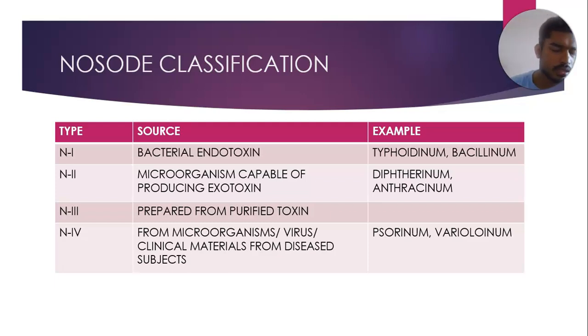We have another classification which I am not bringing here. But N1 to N4: you have bacterial endotoxin, for example typhoidinum, bacillinum. If the source is a microorganism capable of producing exotoxin, just like anthracinum and diphtherinum. N3 is coming from purified toxin, and N4 is from organisms or viruses, clinical materials from diseased subjects, like that of Psorinum or variolinum. Psorinum is scabies and variolinum is smallpox.